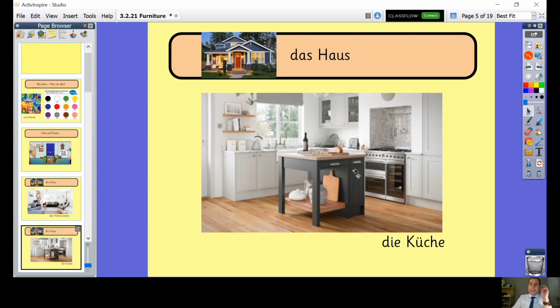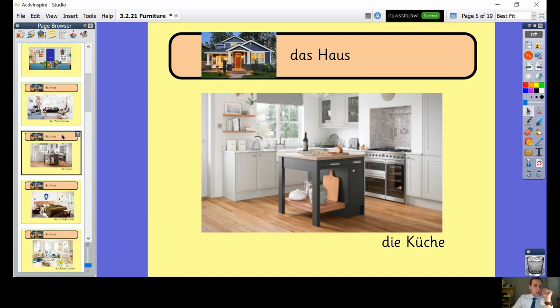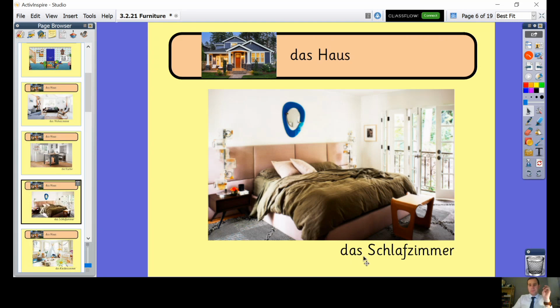Die Küche. Okay. We've got the U with the umlauts, giving it that really short sound, die Küche, and that CH meaning the K sound, die Küche. Say that for me, die Küche. Die Küche for the kitchen. Yeah, good. We also have here das Schlafzimmer. Schlaf meaning sleep. Zimmer meaning room, so bedroom, sleep room, that's how it's translated auf Deutsch. Das Schlafzimmer. Good, remember the capital letter.